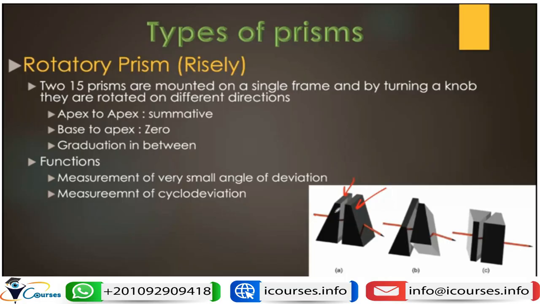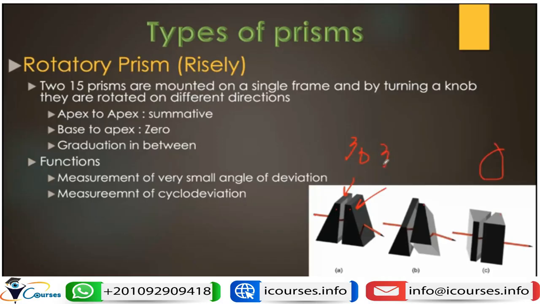So we put the apex of the first prism in conjunction with the apex of the second prism, and we have about 30 prism diopters of overall power. If we want a zero effect, we place the apex of the first prism toward the base of the second prism, and the base of the first prism toward the apex of the second prism. So they will cancel each other, leading to a power of zero.